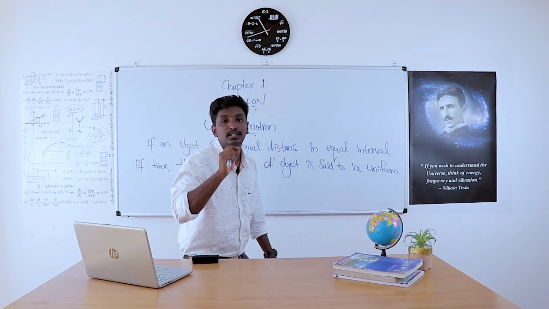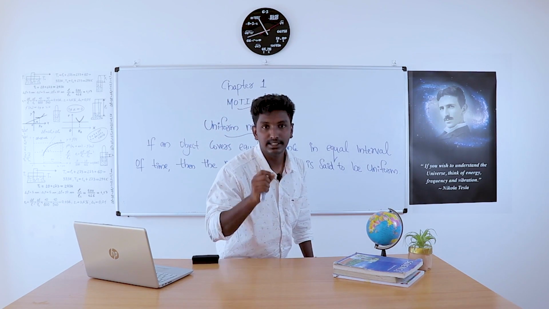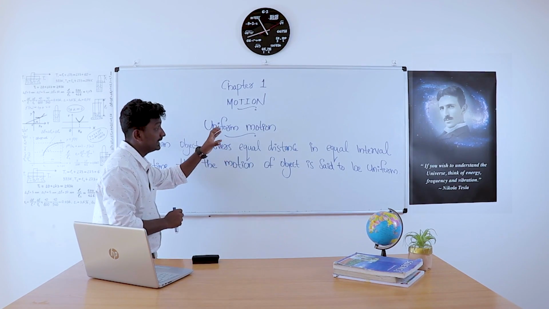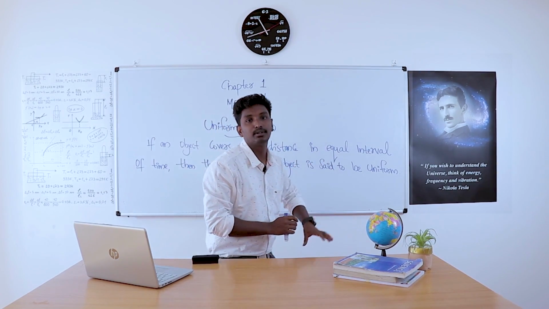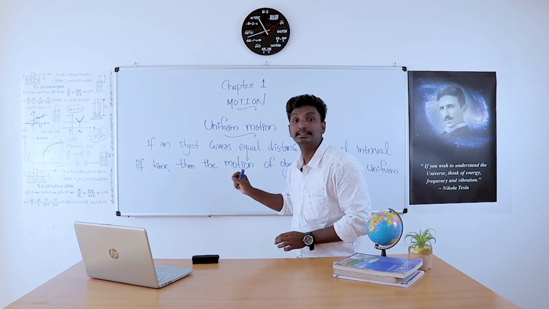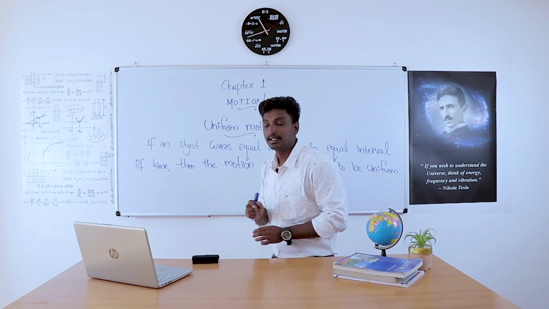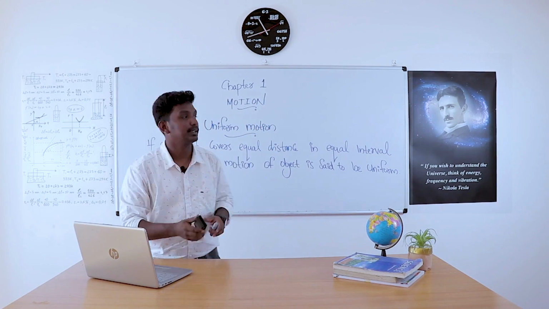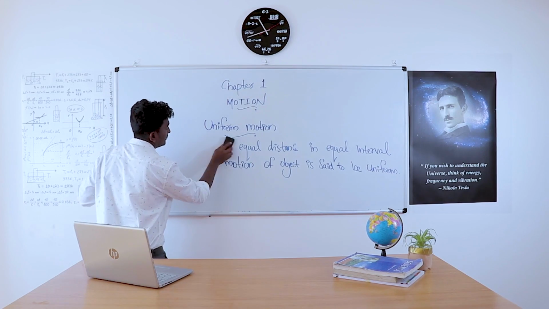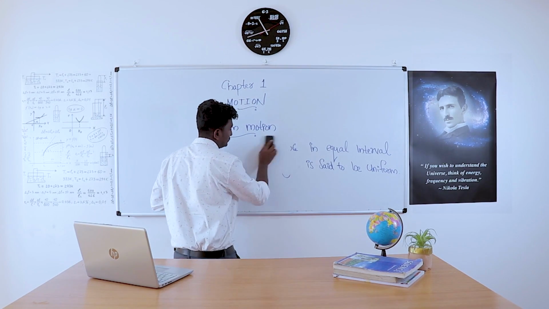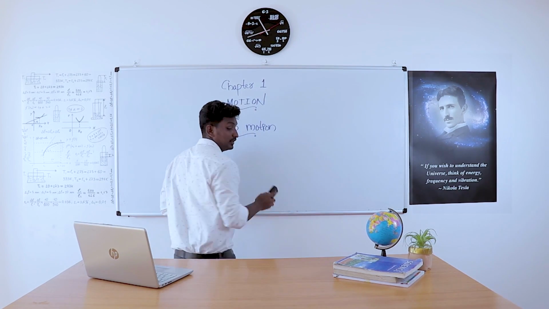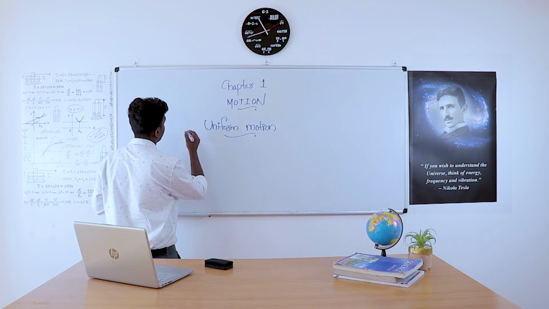Then we can say that the motion of that object is uniform. That's what is called uniform motion. If an object covers equal distance in equal interval of time, then the motion of the object is said to be uniform. Now we are looking at non-uniform motion. How can we explain non-uniform motion?